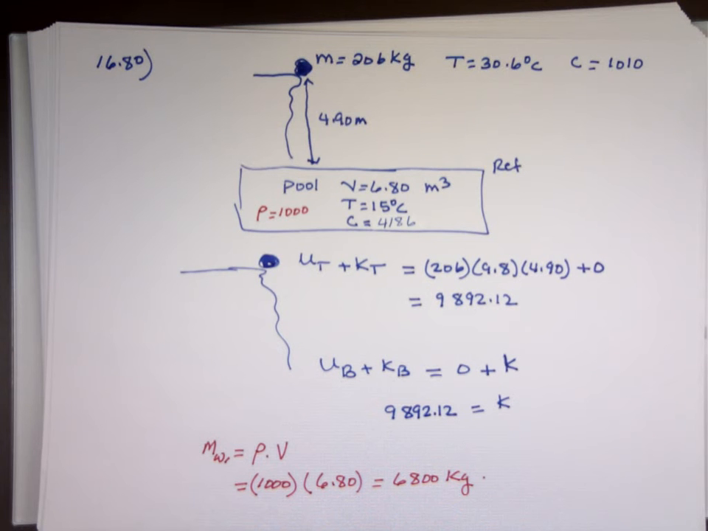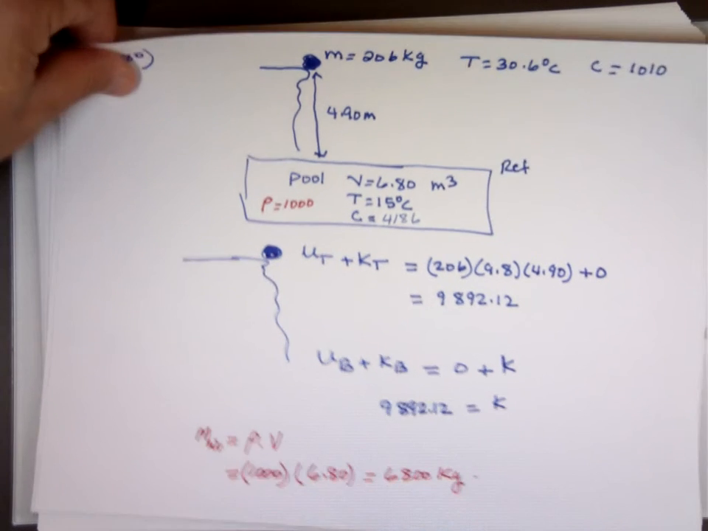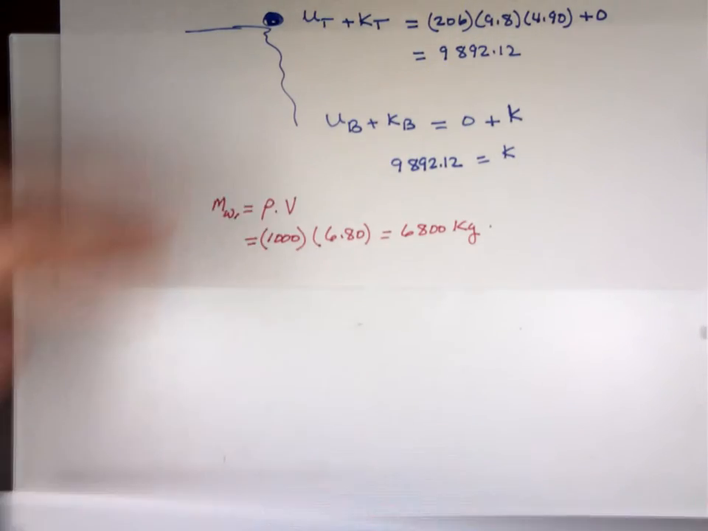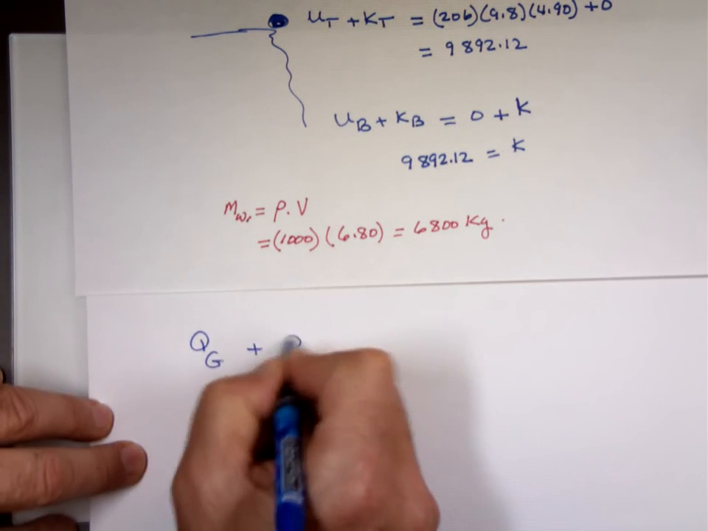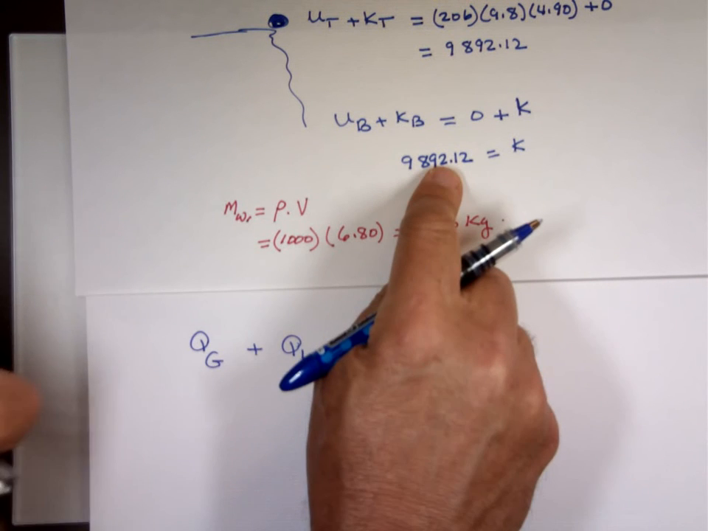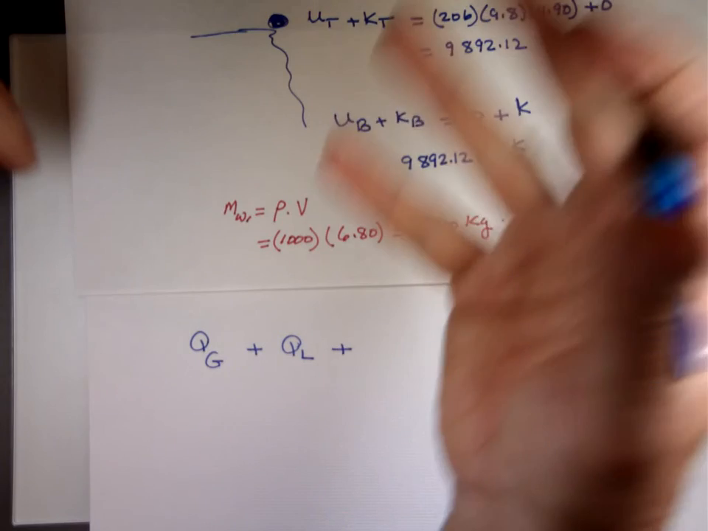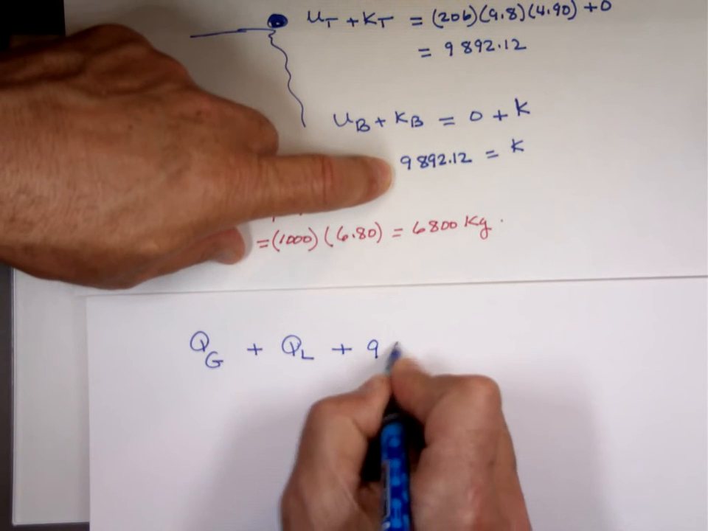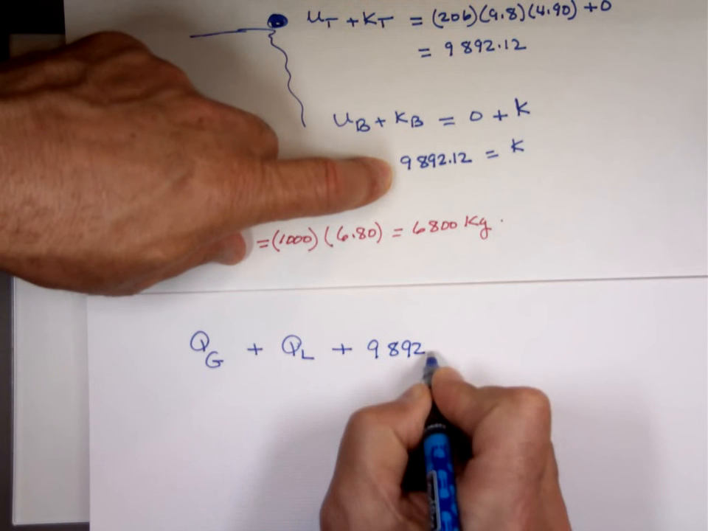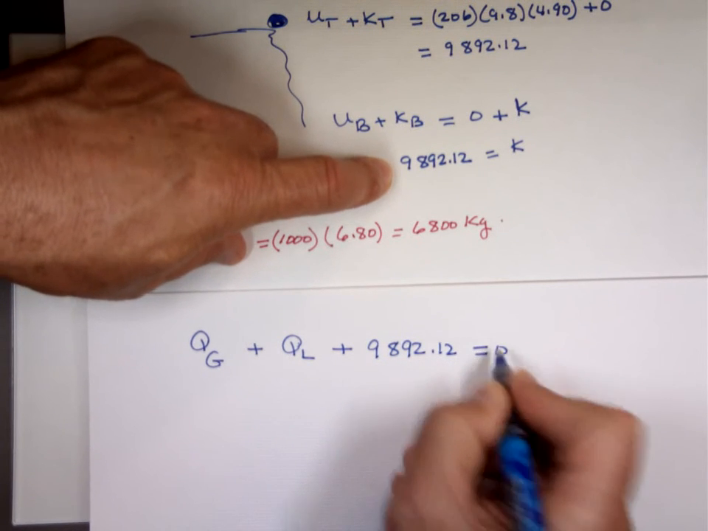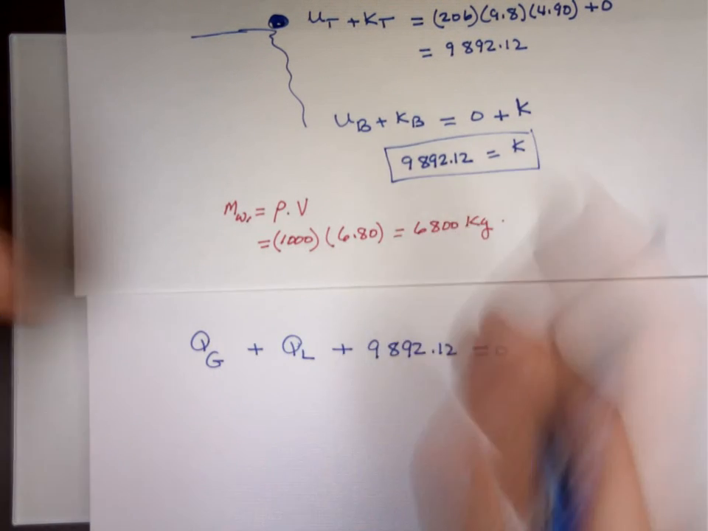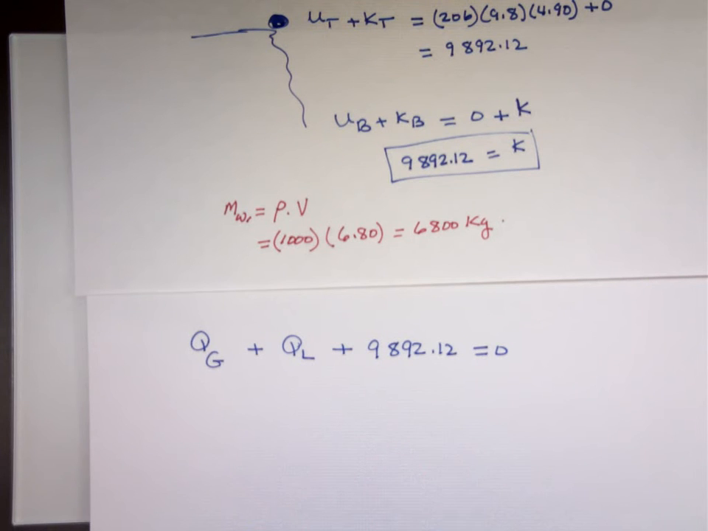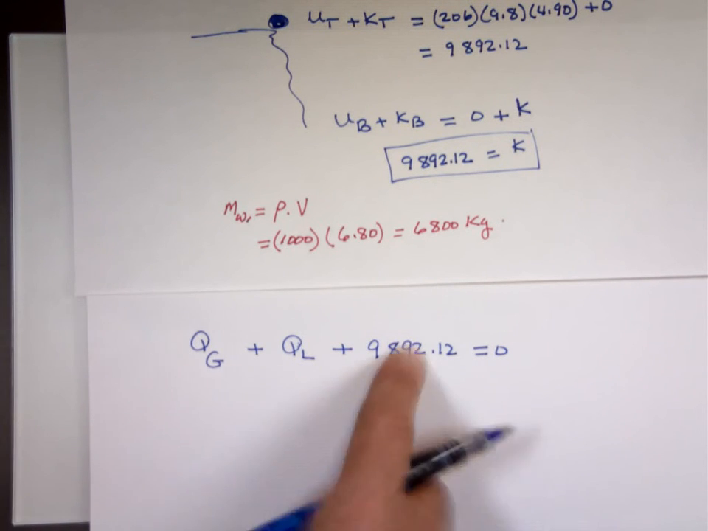Which means what? If I take the amount of heat that's gained plus the amount of heat that's lost, plus the amount of heat that I'm adding for the rock coming down, which is 9,892.12, should equal 0. You've got to take all this energy and add that to the pool. From going through that water, it's going to heat the water. It's going to add heat. That's a positive value, not a negative. The friction.